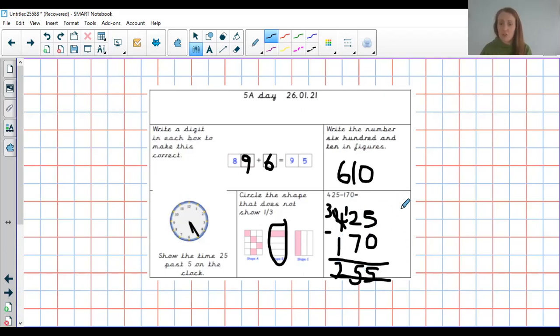Now you could have done a different method. You could have done 400 take away 100, the expanded method, and done it like that. 400 take away 100, leaving you with 300. Then you could have tried to do 20 take away 70, which you would have had to take away from some of here, and then 5 take away 0. That's the more difficult way of doing it, in my opinion. The column is nice and simple. We've done this in school. So 255 if you got your answer correct.